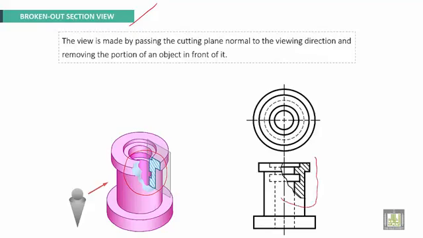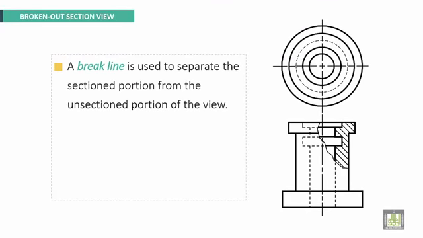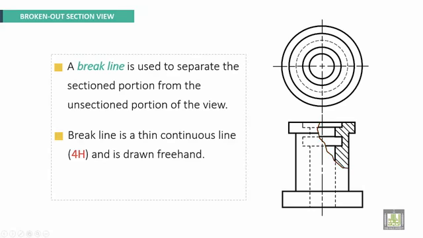We want to show these details. It will be viewed from here, and still all dashed lines, hidden lines, still present on the view. A break line is used to separate the sectioned portion from the unsectioned portion of the view. This is a break line. Break line is a thin continuous line drawn by 4H pencil, and it is drawn freehand. Also, there is no cutting plane line for this type of section.